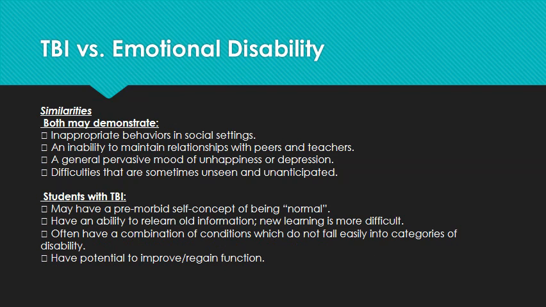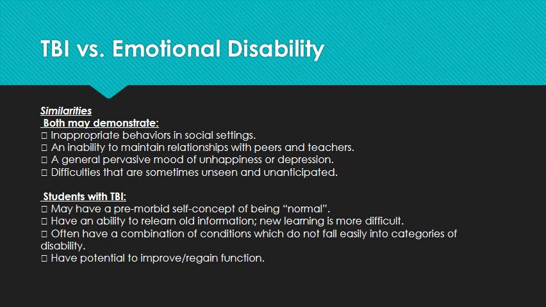So now, traumatic brain injury versus emotional disability. Both of these students may demonstrate inappropriate behaviors in social settings, an inability to maintain relationships with peers and teachers, a general pervasive mood of unhappiness or depression, difficulties that are sometimes unseen and unanticipated.